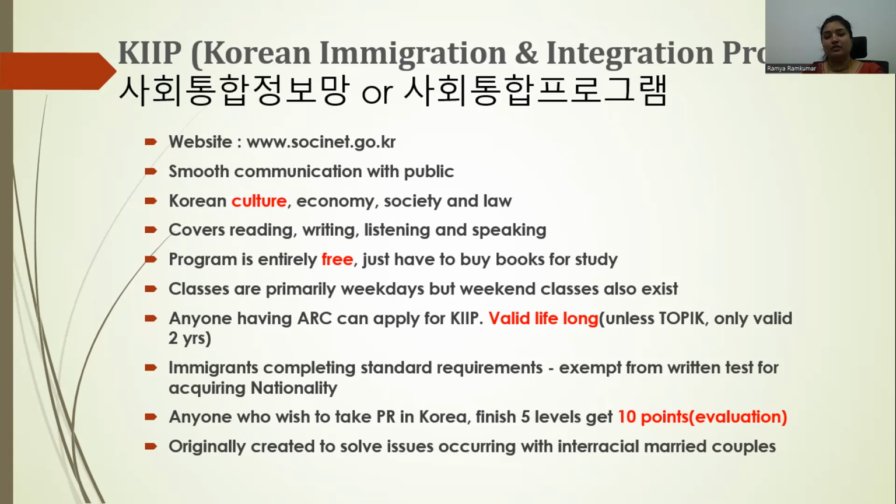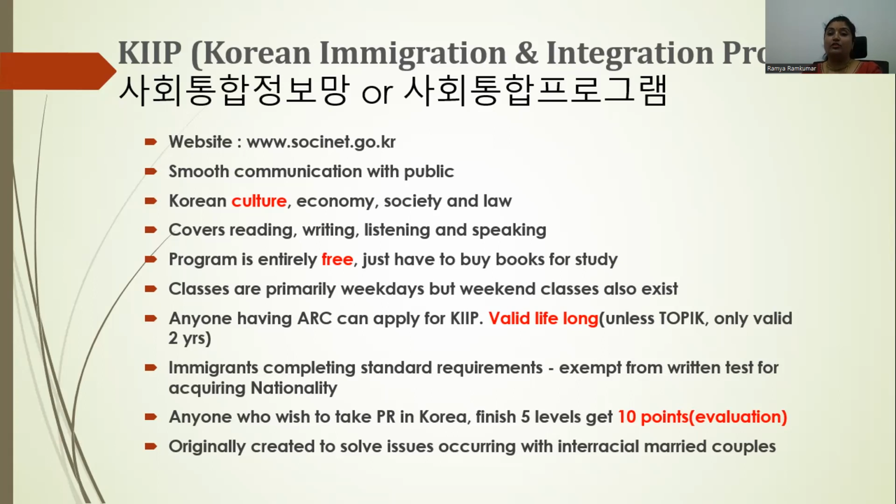And who can apply for this KIIP program? Anyone who has an ARC card, the alien registration card, can apply. Unlike TOPIK or any other course, this KIIP score is valid for lifelong. If you have a KIIP score of, maybe, 2nd level, then whenever you want to continue, at any point of time, you can start from the 3rd level. That score is valid lifelong, unlike TOPIK, because TOPIK is valid only for 2 years.